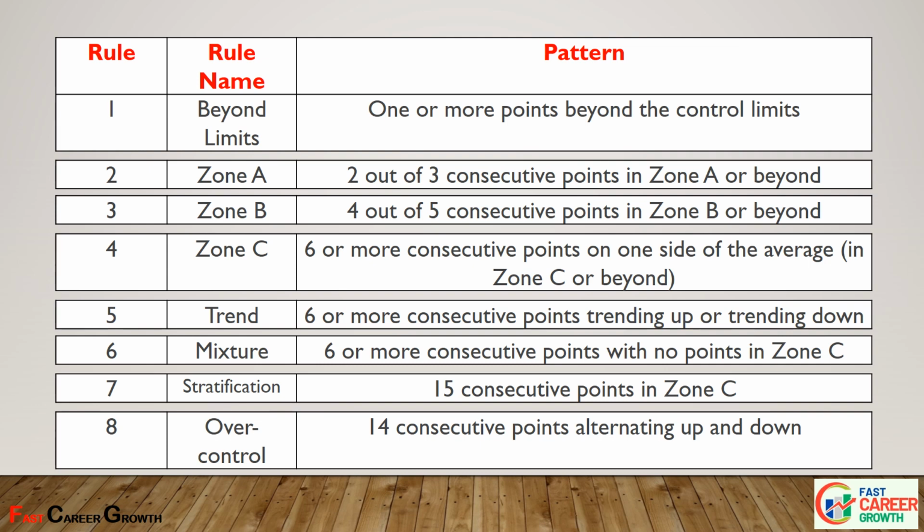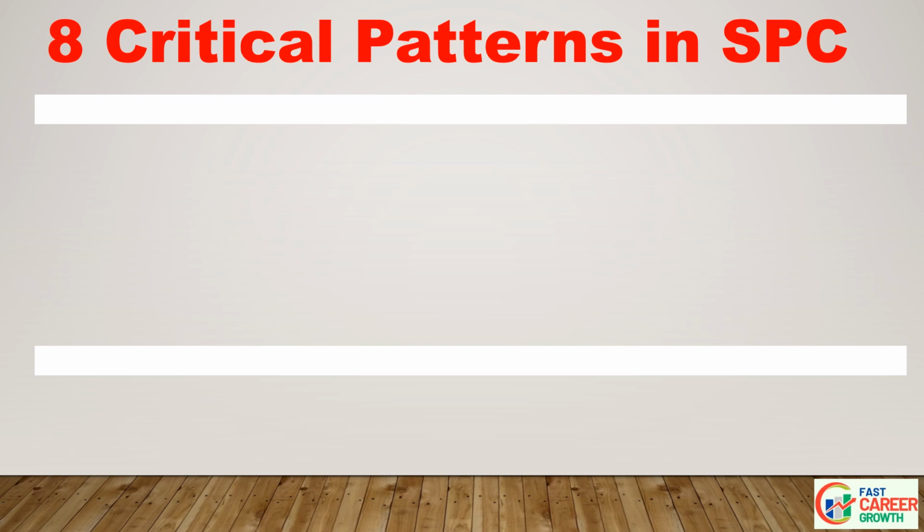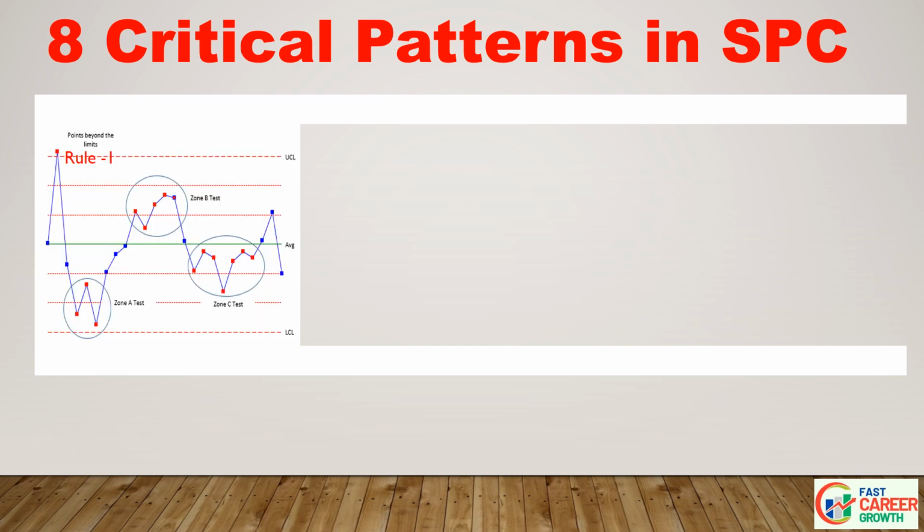Next, this is how all 8 critical patterns look in any control chart. Rule 1 is 1 or more points beyond the control limits. Rule 2 is 2 out of 3 consecutive points in Zone A or beyond. Rule 3 is 4 out of 5 consecutive points in Zone B or beyond. Rule 4 is 6 or more consecutive points on one side of the average in Zone C or beyond.